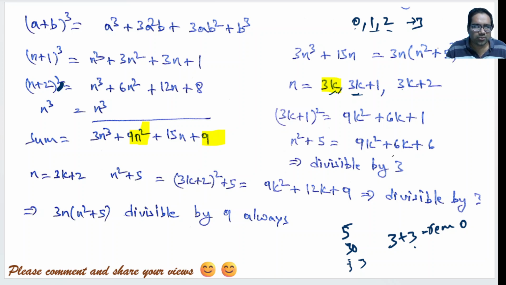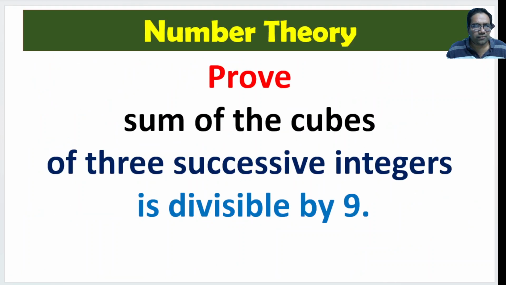So 3n cube plus 15n is always a multiple of 9. That means the overall sum is a multiple of 9, which is what we wanted to prove. The sum of cubes of three successive integers is always divisible by 9. That's why. Right, guys. Thank you.